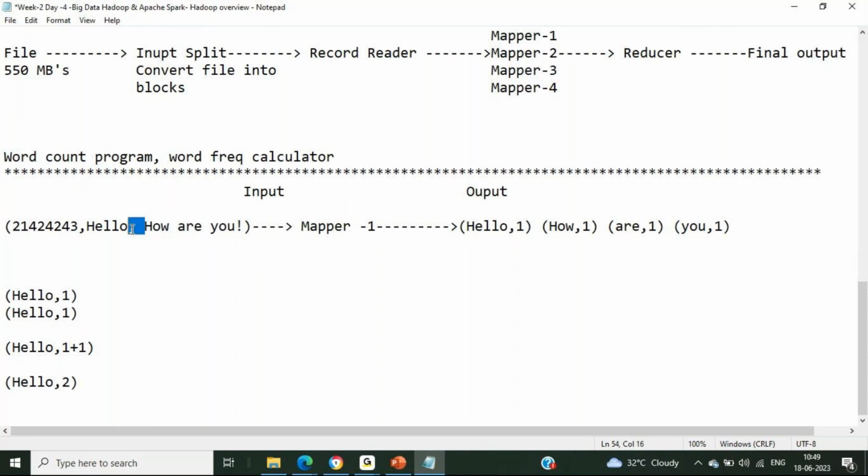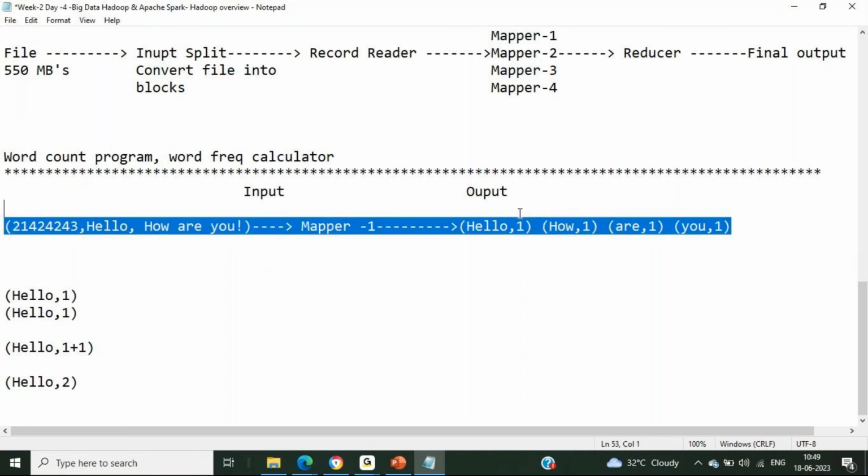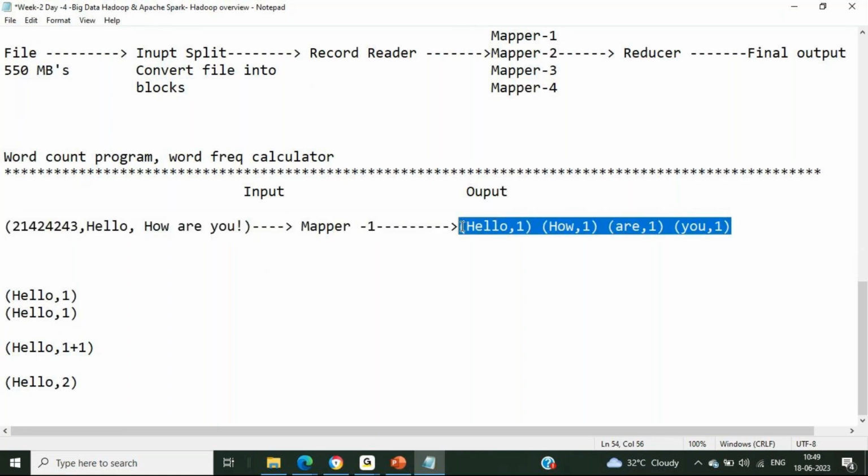Say if you are having a splitter space, then you can split it with space. If you are having a splitter semicolon, then you can split with semicolon, pipe symbol, based upon the data that you are having. Over here we are having space, and we can split it with the space, so we will be having these words, and I will map one with each and every word, so I will be having the output from the mapper that will look like this. So mapper one has given me this particular output.